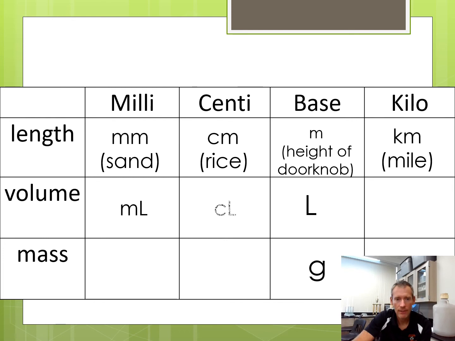Volume is milliliters, centiliters, and kiloliters. Mass is milligrams, centigrams, and kilograms. So they all have K in front of it for kilo. They all have C in front of it for centi, and a little m in front of it for milli.